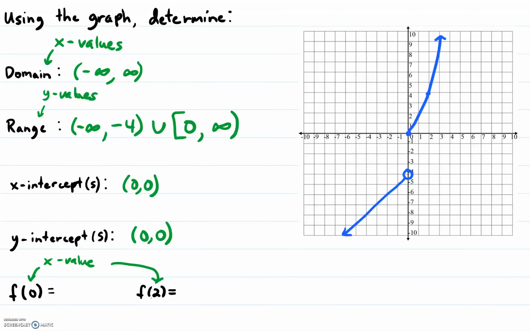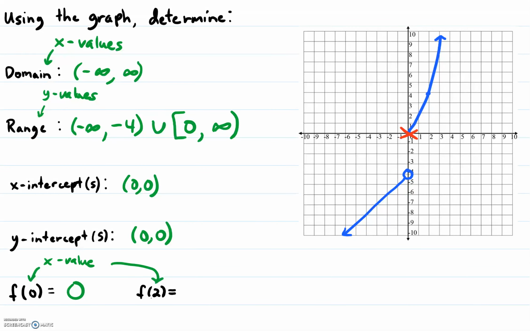So the f of 0 means we want to go to 0 on the x-axis. We can put a mark, and then we want to know what the y value is at x equals 0. So you go up or down until you run into the graph. Well, it just so happens that we run into the graph at that point, because we do have a value of 0, 0 at the origin. And so the f of 0 in this case is going to be 0, because the y value associated with the x value of 0 is 0.